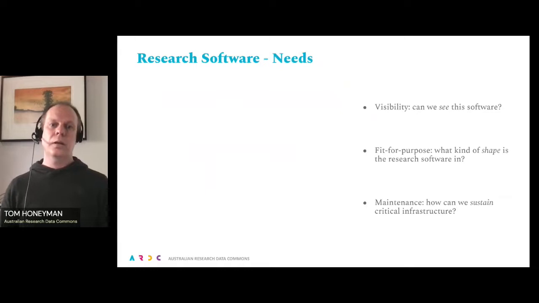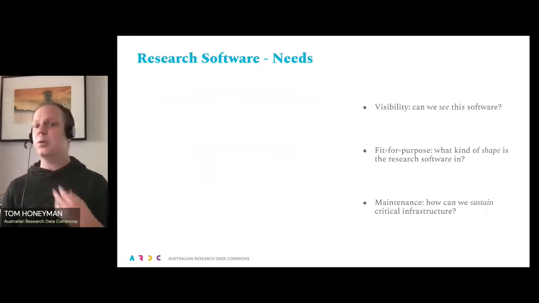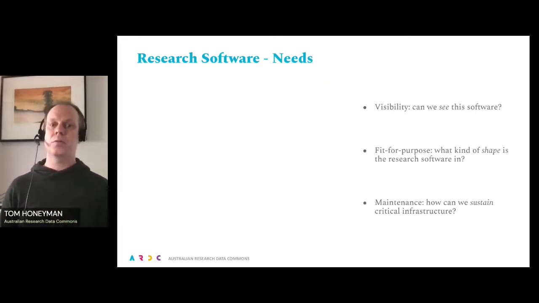Finally, critical research software infrastructure often struggles to be maintained. The $64,000 question is, how can we do this better? And I mean this for both the software itself and the workforce. So if you want to think of the workforce as a kind of soft infrastructure.